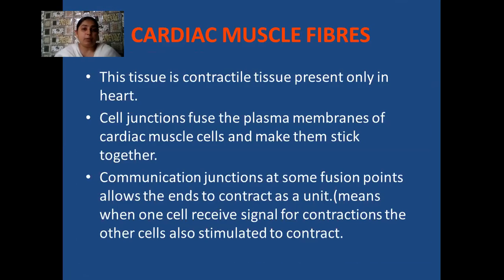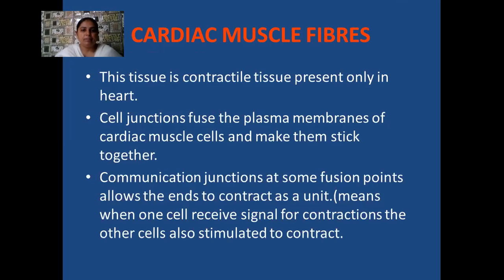Okay, students, the next one is the cardiac muscle fibers. As I have already discussed, these cardiac muscle fibers are chiefly present in your heart. This is a contractile tissue present in your heart. Many cell junctions fuse the plasma membranes of these cardiac muscles, and in this way they are stuck together. So communication junctions are present at the fusion point of their plasma membranes, which allow the cells to contract as a unit.